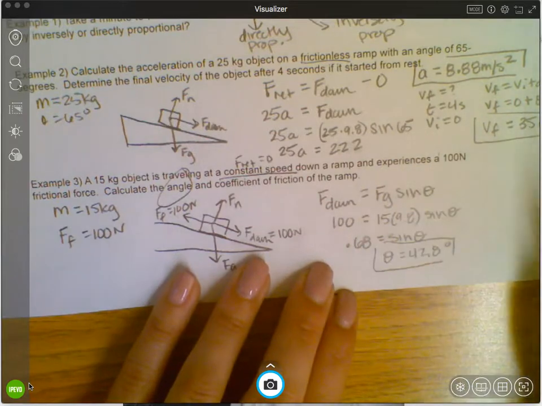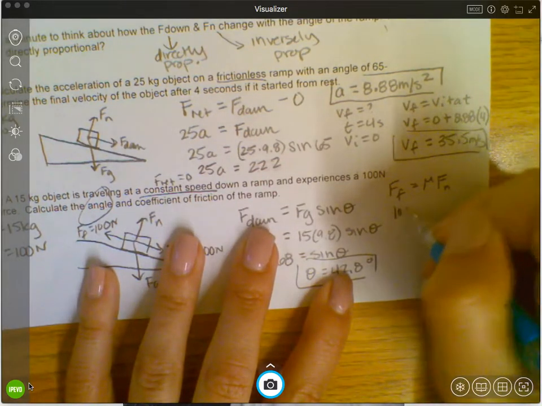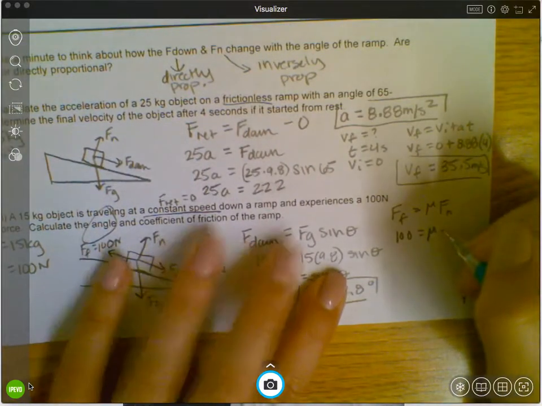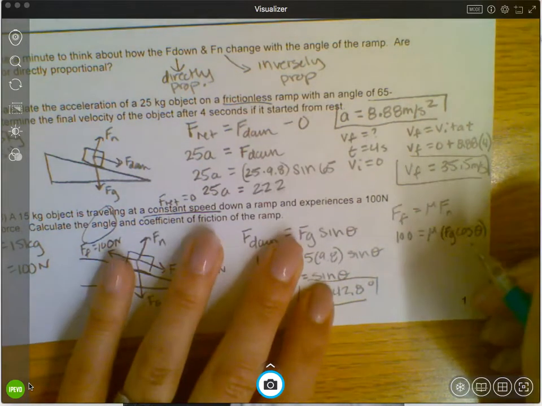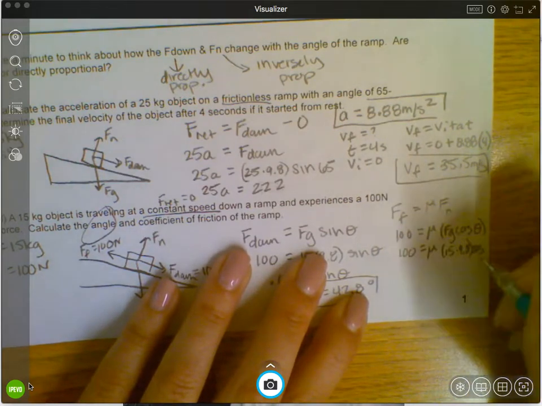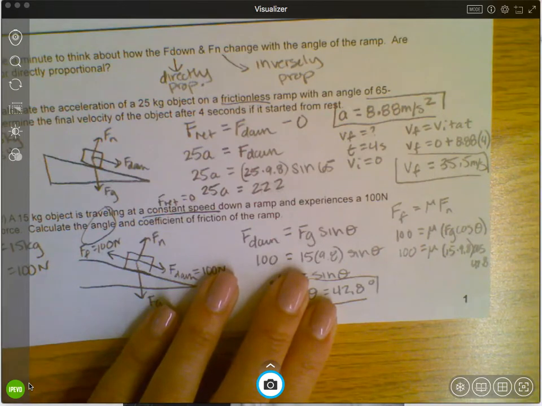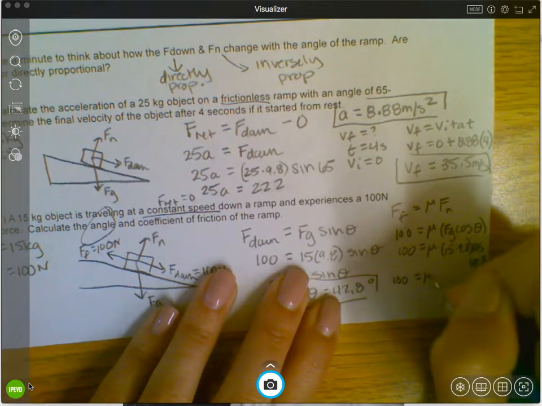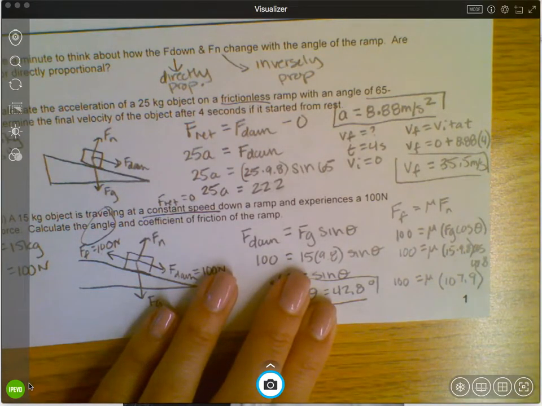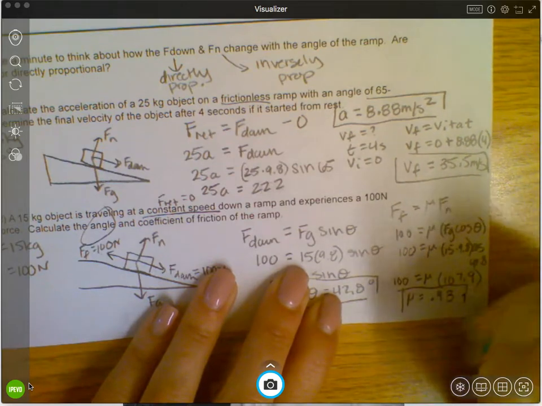And then if I want to know the coefficient of friction, well, friction is always equal to mu times the normal force. So if I'm trying to find mu, I need the normal force. So I know friction's 100. I don't know mu. The normal force, we have this equation, right? So we've got Fg cosine theta. And now we know both of these things. So we have 100 equals mu times Fg, which is 15 times 9.8, times cosine 42.8. So this is 100 equals mu times 107.9. And then I'll take 100, divide it by that 107.9, and I get mu equals 0.93. And that's it.